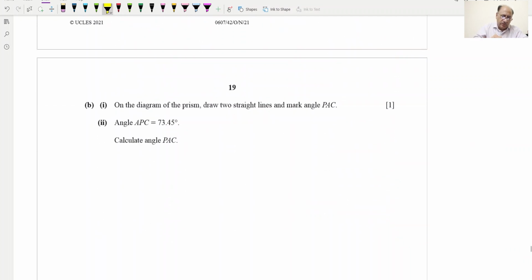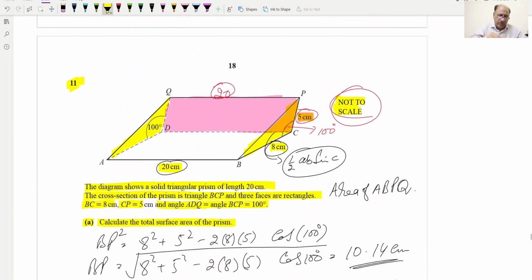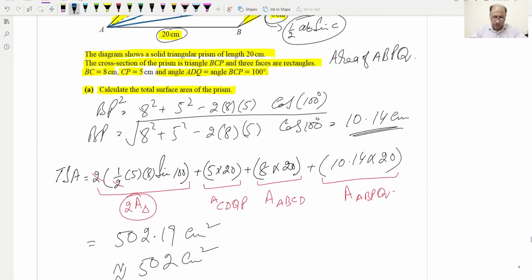Now part B part 1 says, on the diagram of the prism draw two straight lines and mark angle PAC. Which angle is PAC? PAC will be this one. I'm intentionally drawing a thicker line so that you can understand properly, and AC will be this one. So PAC is the angle we are looking for. Hopefully now you understood what the angle is.